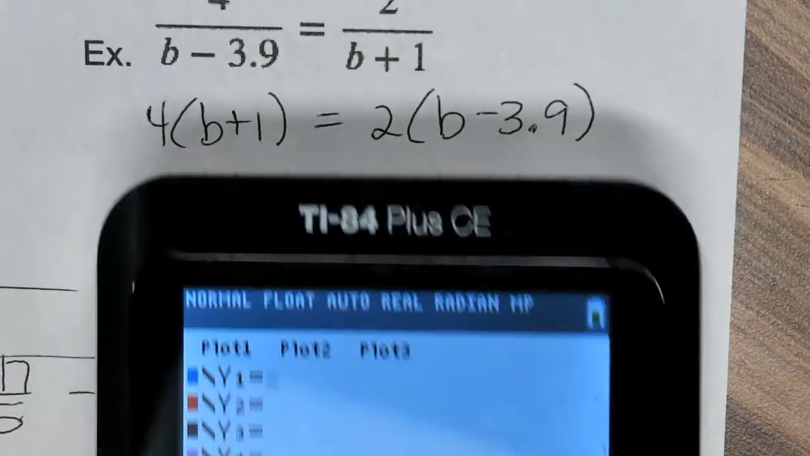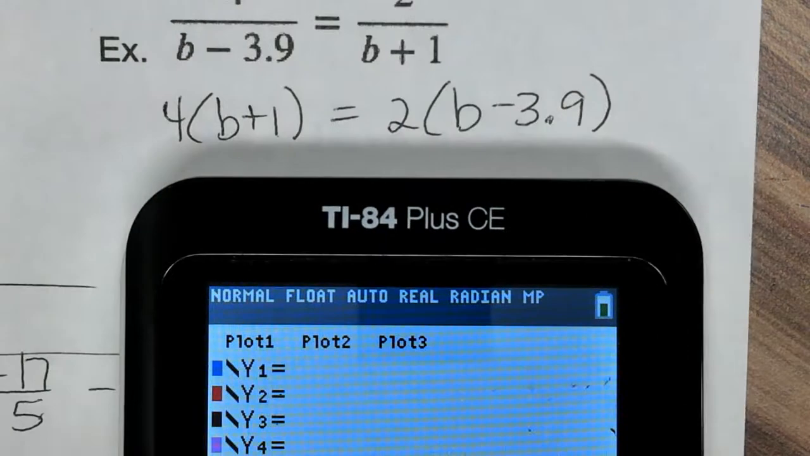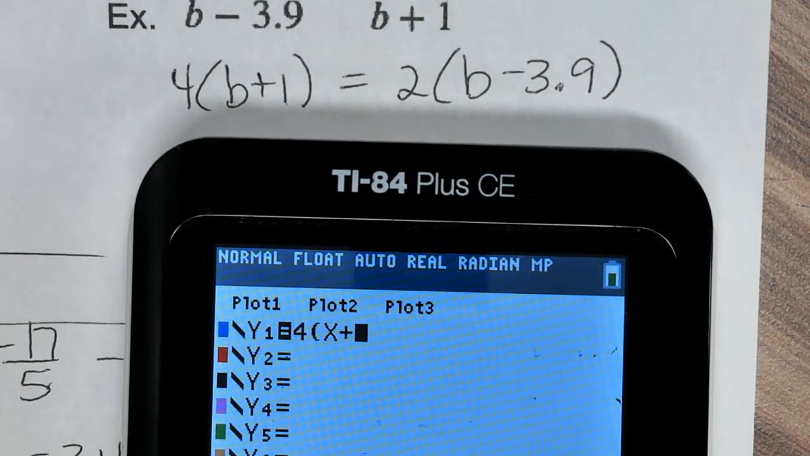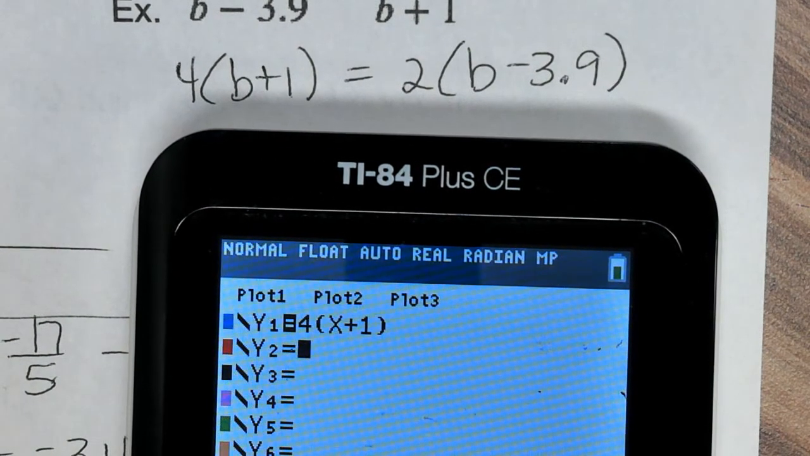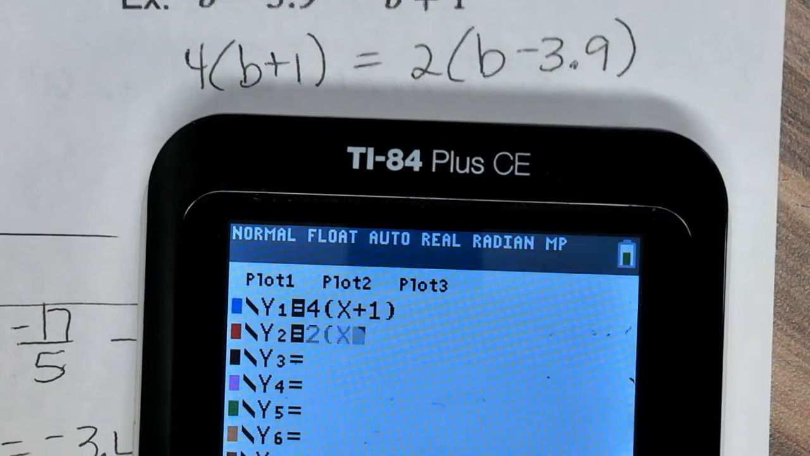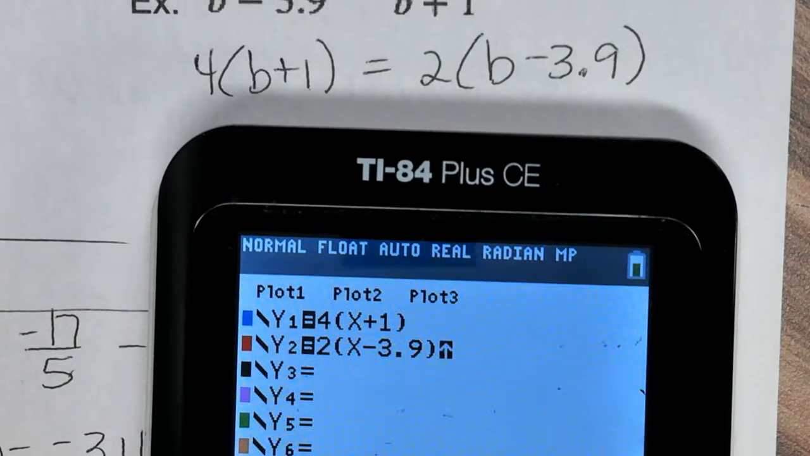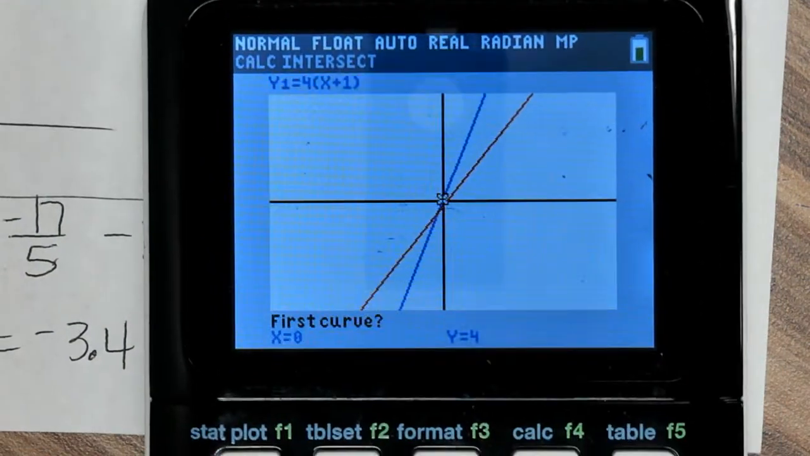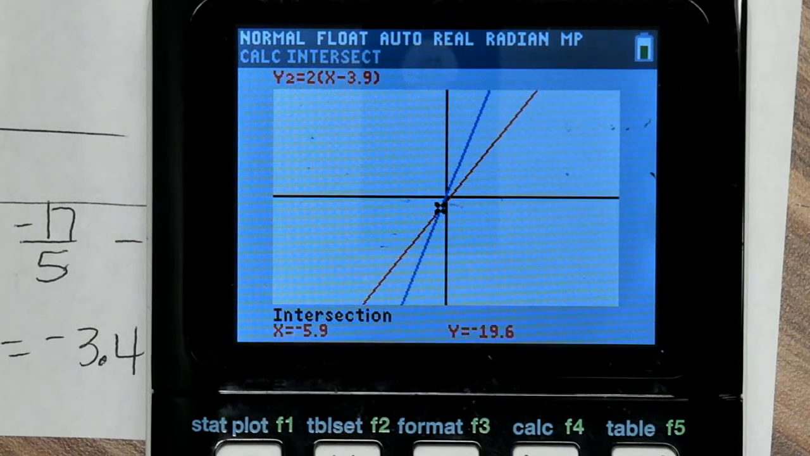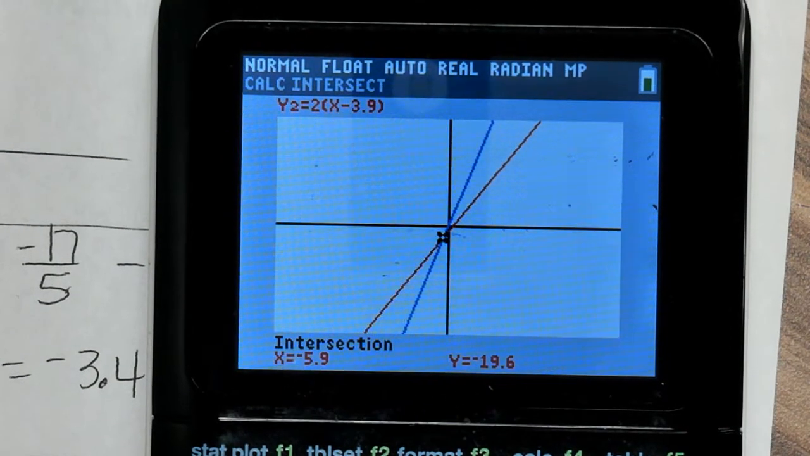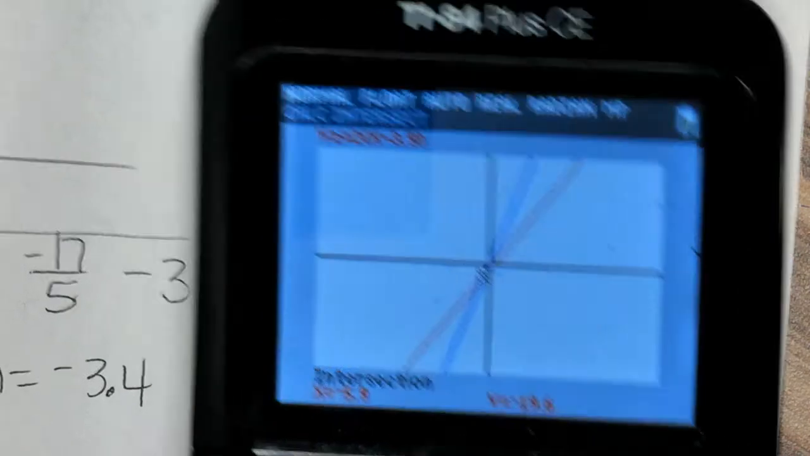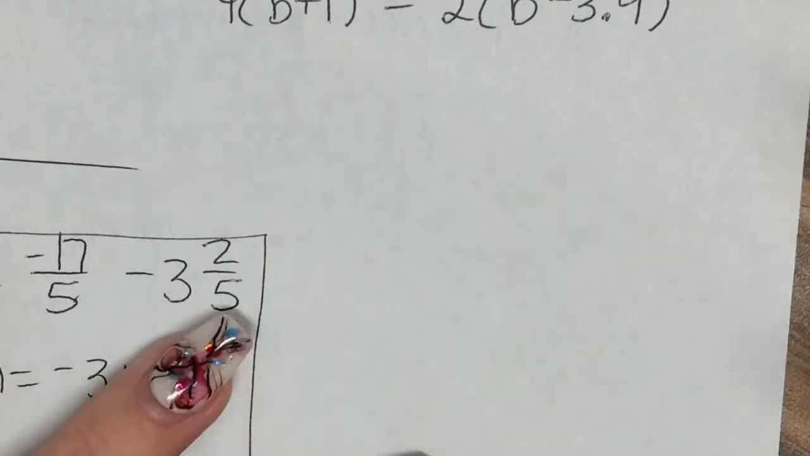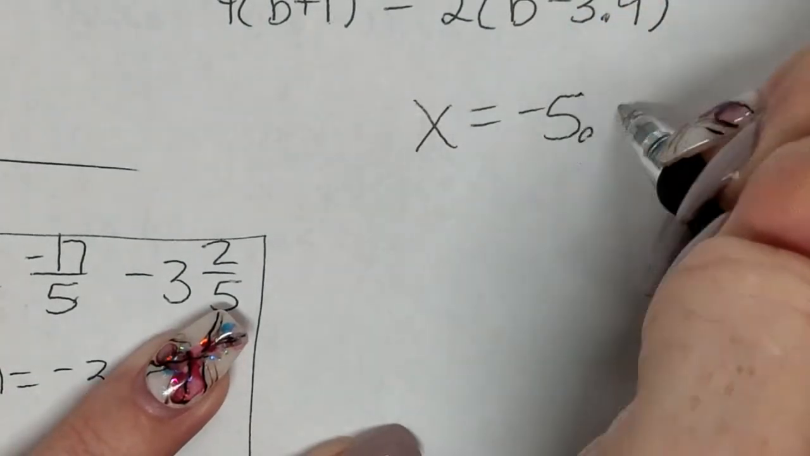So my next step would just be to distribute like this. I wouldn't even distribute it all. I would just put it in like this. So x plus 1, and then 2 open parentheses, x minus 3.9. That looks much better. And there's my answer. So just to go through, if it's not working, do the next step and then put it in. Okay? So the answer is x equals negative 5.9.